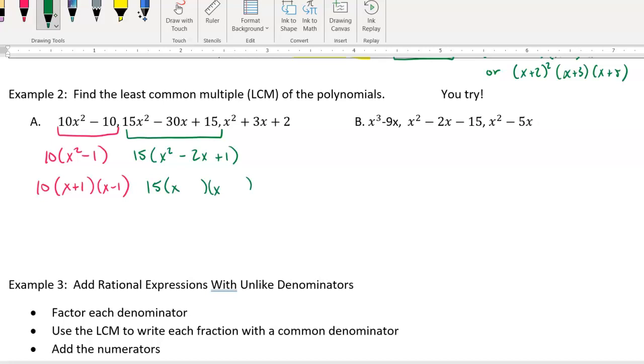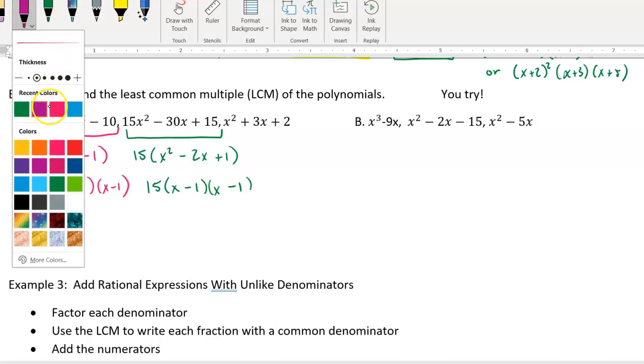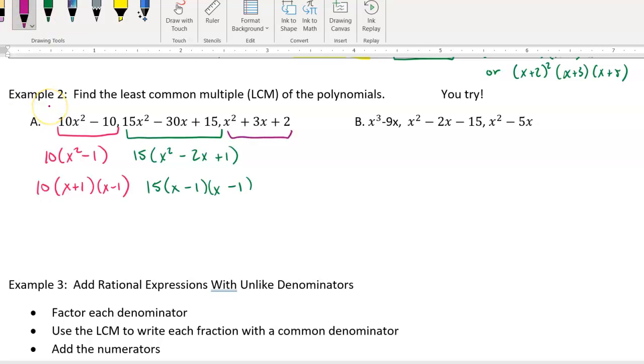There are two numbers that multiply together to be a positive 1 and add together to be a negative 2. Hopefully you've figured that out. That'd be negative 1, because negative 1 times negative 1 would be a positive 1, and negative 1 plus negative 1 would be negative 2. And then let's look at that last one. There is no GCF, so let's just look at factoring it down. What two numbers multiply together to be 2 and add together to be 3? Well, that's just 1 and 2.